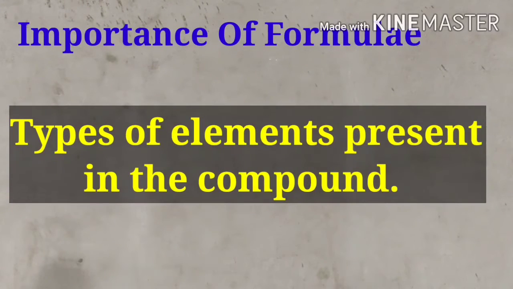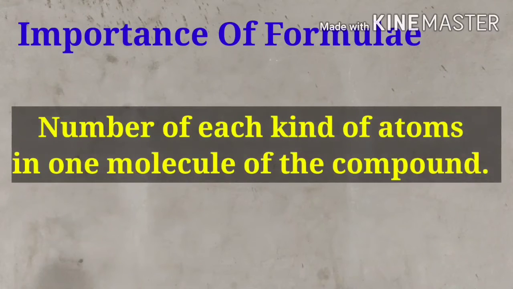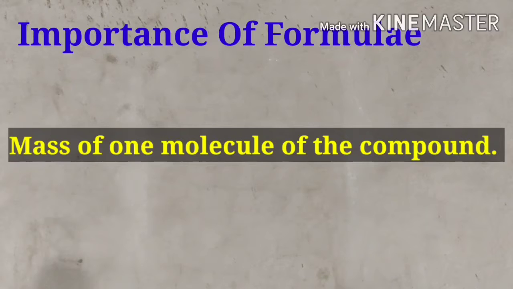So we can conclude the importance of formula. It gives us information about the type of elements present in the compound. Second, the number of each kind of atom in one molecule of the compound. Third, the ratio of different types of atoms present in the molecule. And last, the mass of one molecule of the compound we can find very easily with the help of the given formula.